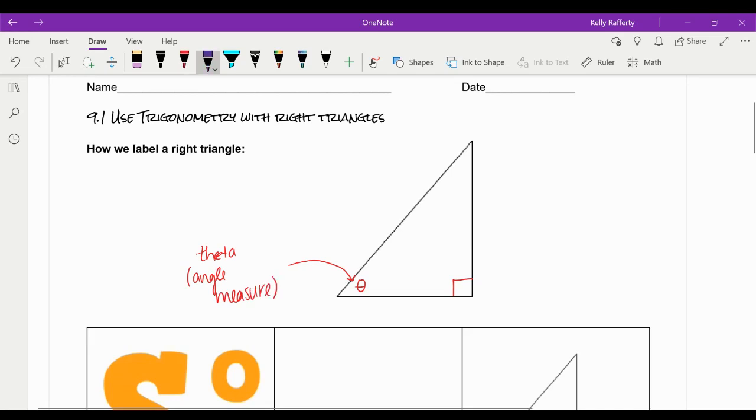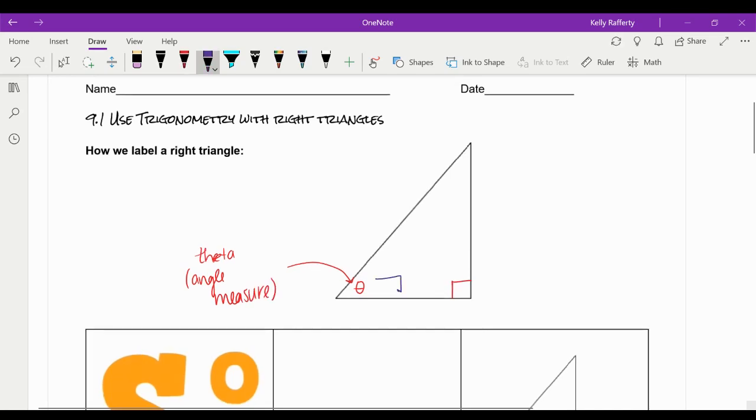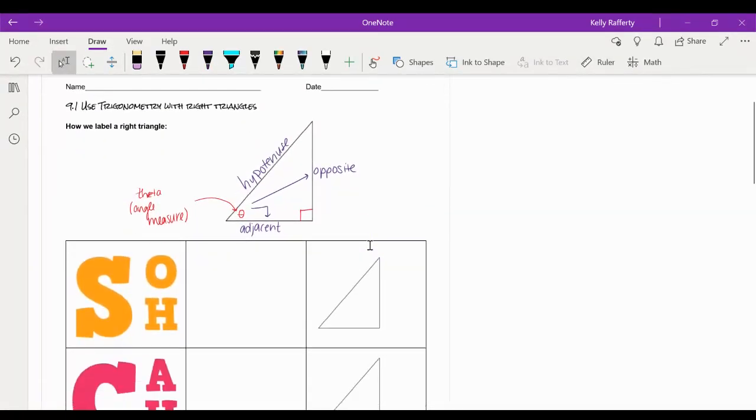If we have theta, the side right next to it we call the adjacent side, and the side across we call the opposite side. Since this is a right triangle, our largest side is our hypotenuse, and that's always the side across from our angle theta. All right, so that's labeling our triangle.